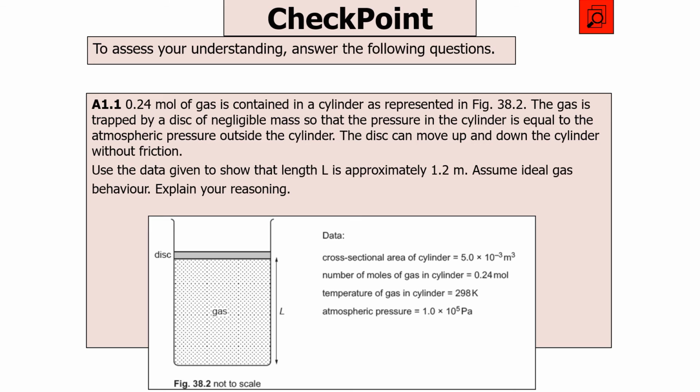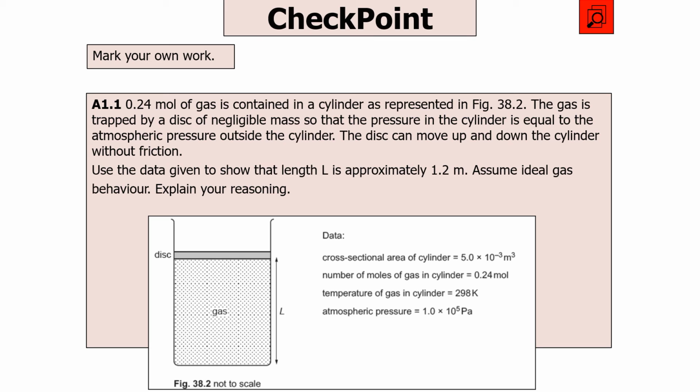The next question says 0.24 moles of gas is contained in a cylinder as represented. The gas is trapped by a disc of negligible mass so that the pressure in the cylinder is equal to the atmospheric pressure outside the cylinder. The disc can move up and down the cylinder without friction. Use the data to show that the length is approximately 1.2 meters, assume ideal gas behavior, and explain your reasoning. So pause the video now, then unpause the video when you want to go through your answer.